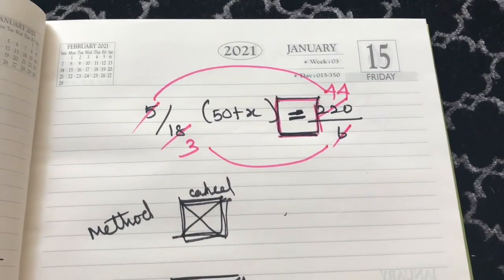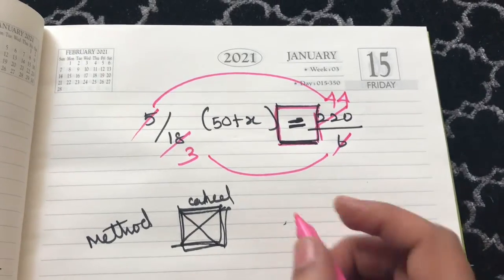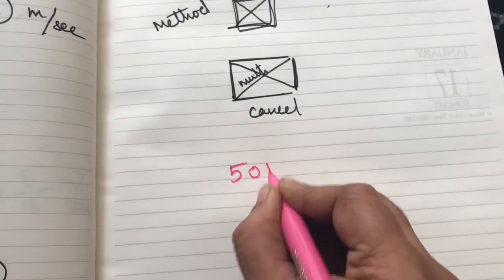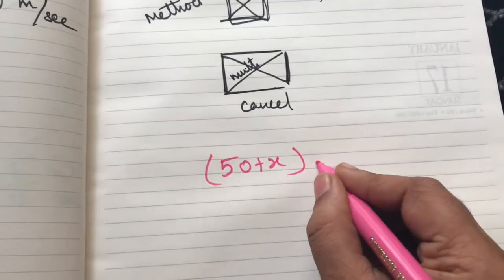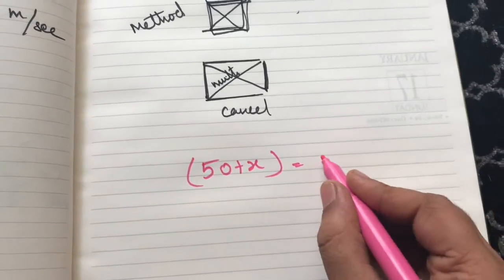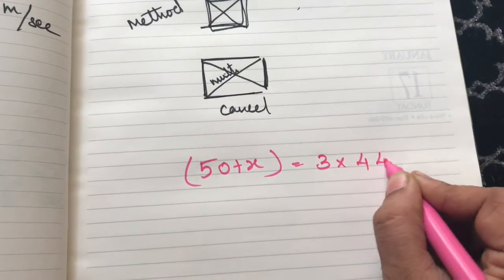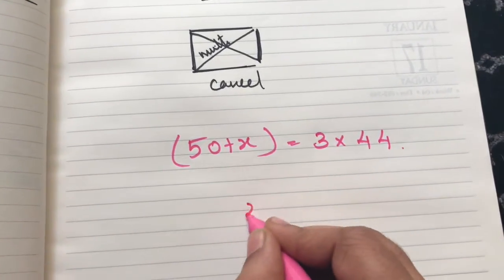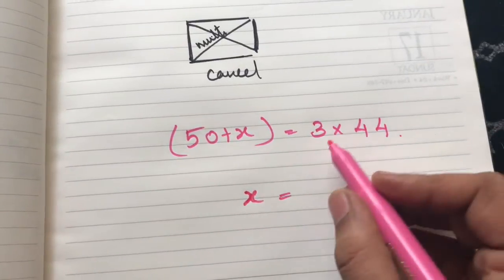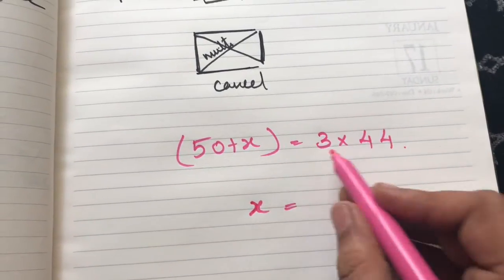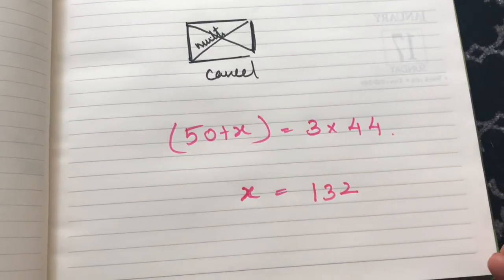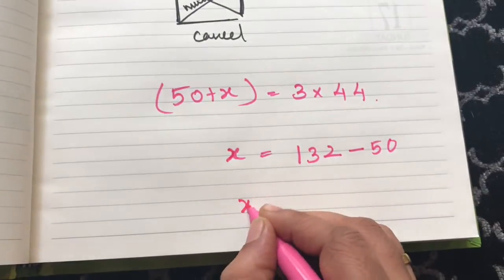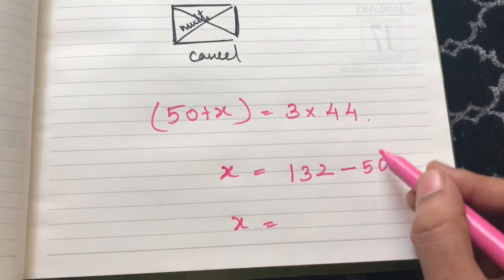Okay, so what is the thing here? 50 plus x is equal to this, 1 by 3 will come here. So 3 into 44. Up to this we have found it. So x will be equal to 4 threes are 12, remainder 1, 4 threes are 12, 132 minus 50. Right? So x will be equal to, just separate it.